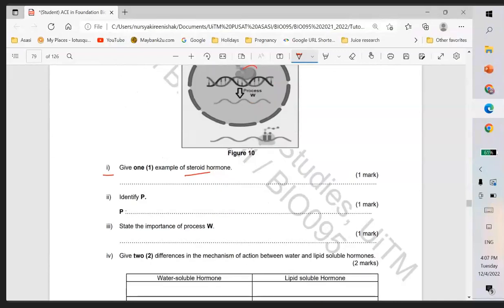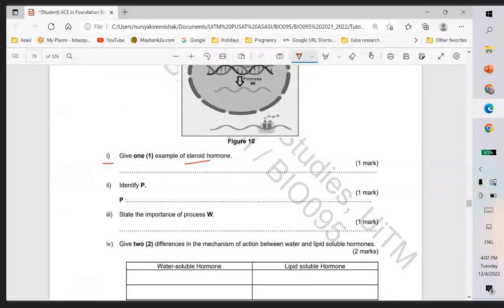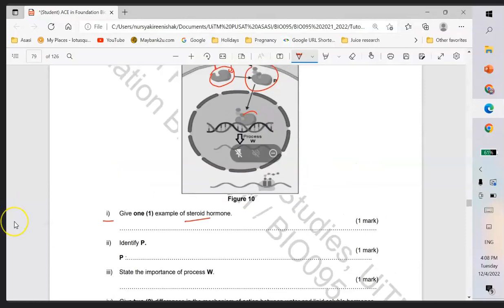Okay. So Anas, number 3 please. Anas Solihin. Yeah. Hmm. State the importance of process W. Protect mRNA from hydrolytic enzyme.